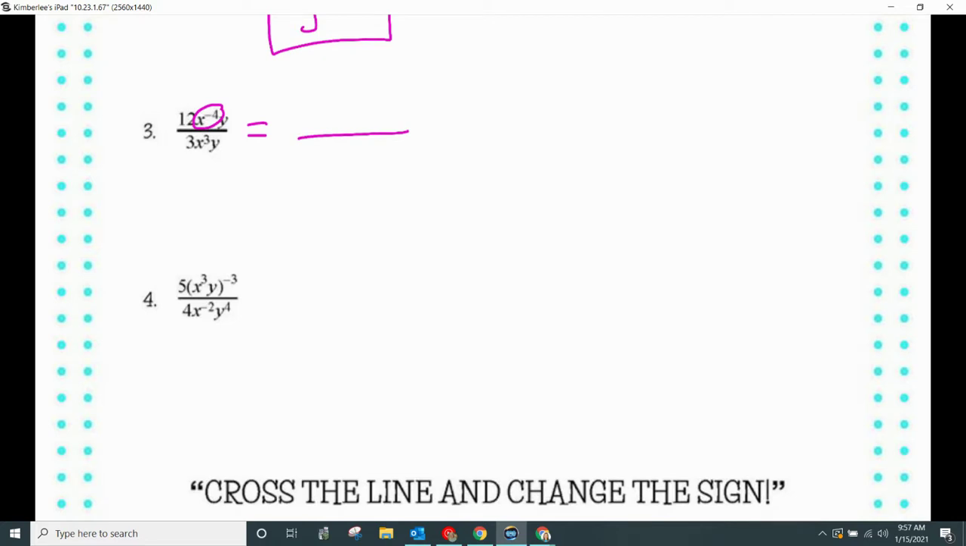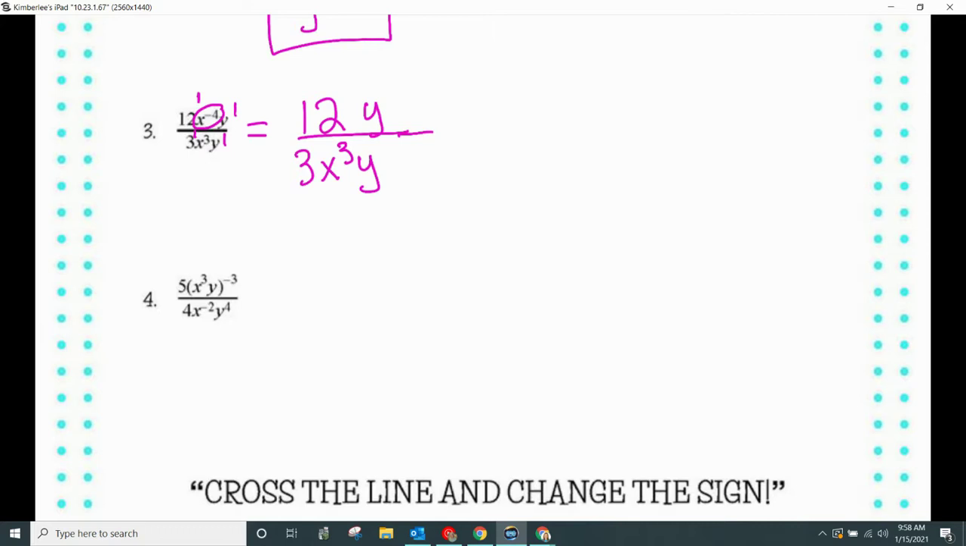So think about right now, the 12 has a power of 1. The y has a power of 1. This 3 on the bottom has a power of 1. The x cubed has a positive power of 3. The y has a power of 1. So everything else has a power of 1. Everything else is positive. So the only thing that I need to move is the x to the negative 4. So I'm going to leave everything else there. 12, my y, I have a 3, an x cubed, and a y. None of that needed to move. It all had a positive power.